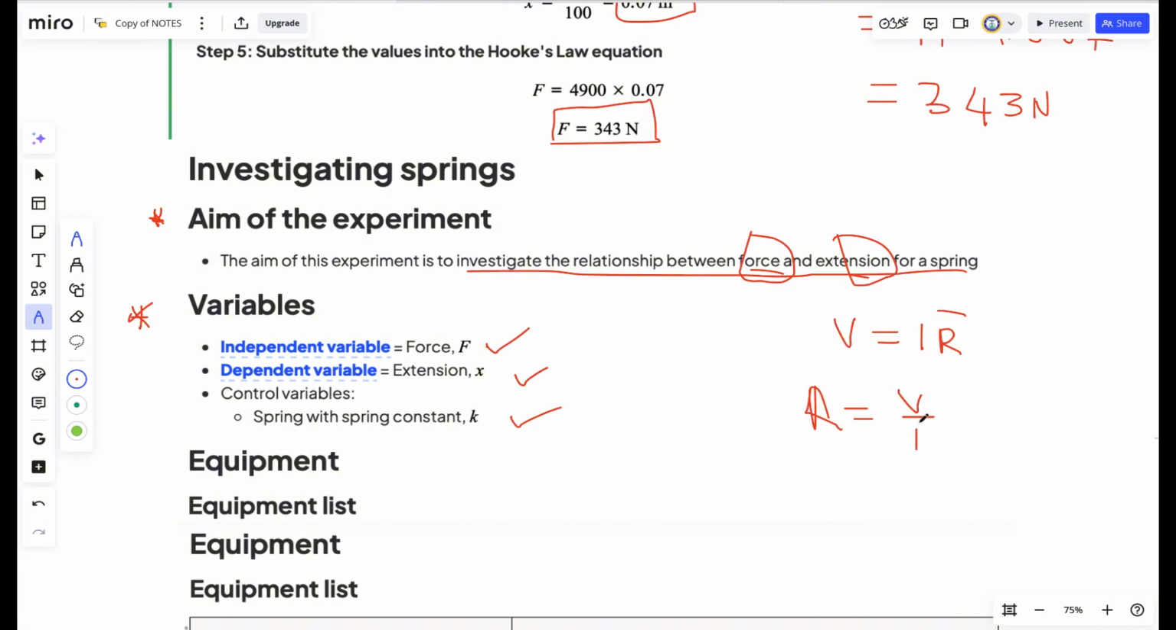Is that okay? If you pay attention to this detail, you already have two answers in the exam: one from electricity, one from mechanics, which is the spring experiment. The one that represents the gradient is the control variable. Is that okay? So you need to state these three variables: the independent, the dependent, and the control variable.